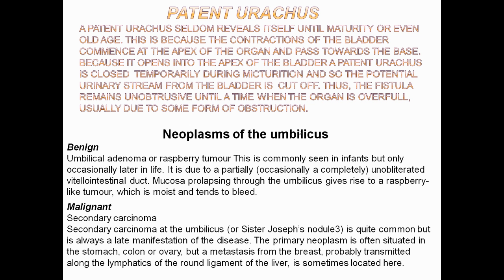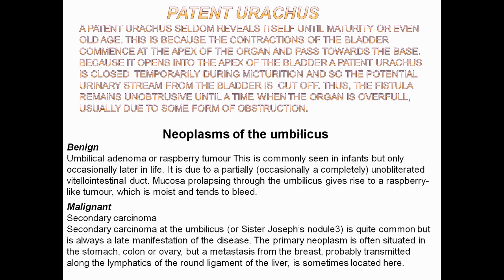Now we can see patent urachus. A patent urachus seldom reveals itself until maturity or even old age. This is because the contraction of the bladder commences at the apex of the organ and passes towards the base. Because it opens into the apex of the bladder, a patent urachus is closed temporarily during micturition, and so the potential urinary stream from the bladder is cut off. Thus, the fistula remains unobtrusive until a time when the organ is overfull, due to some form of obstruction.